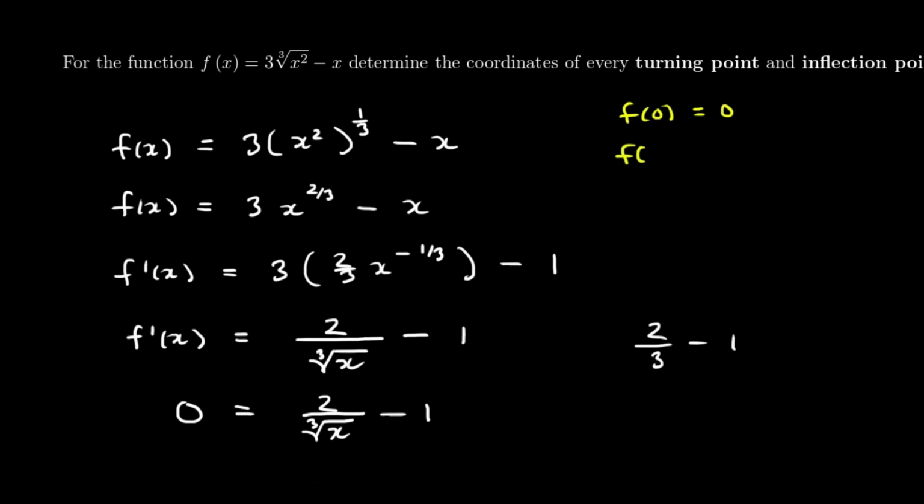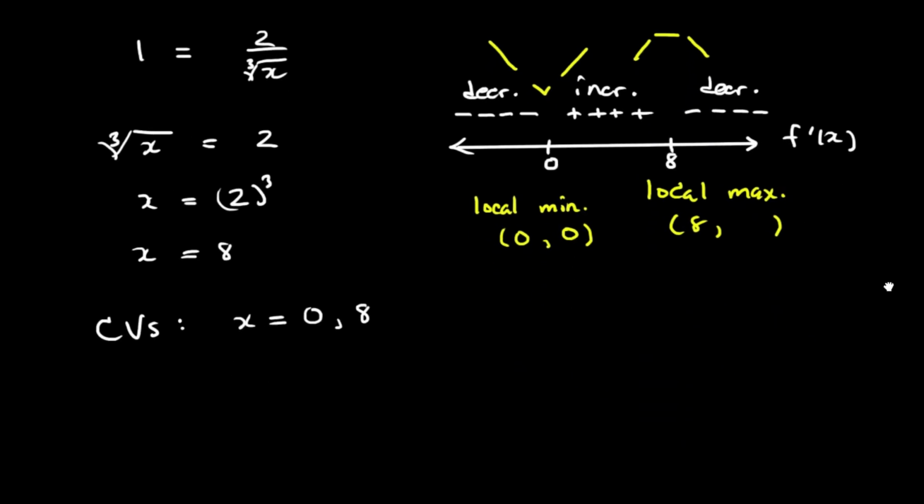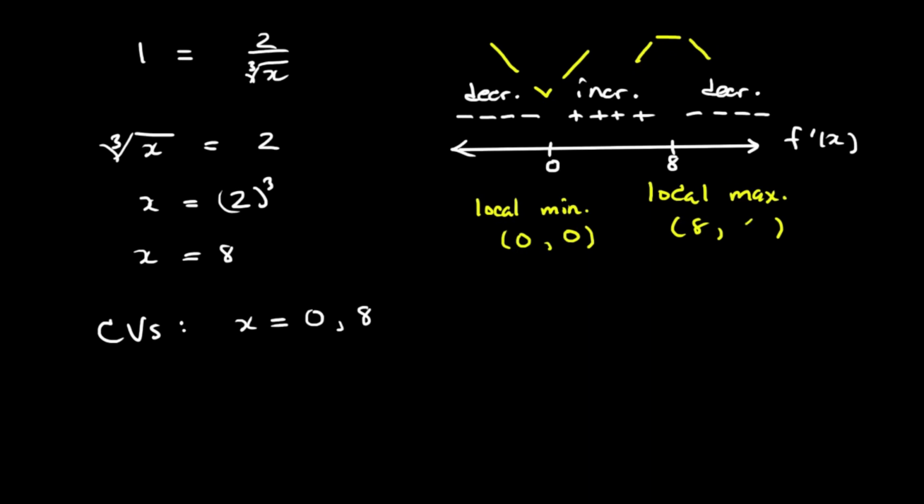And maybe since we can see the function here, let's plug in that other critical value to figure out where our local maximum is happening in terms of a y value. And this will be 3 times the cube root of 8 squared, which is 64, and then minus 8. So that's going to be 3 times 4. Cube root of 64, of course, is 4. So that looks like it's going to be 12 minus 8, or 4. So now we have the coordinates to our local maximum. So that's going to be 8 and 4.